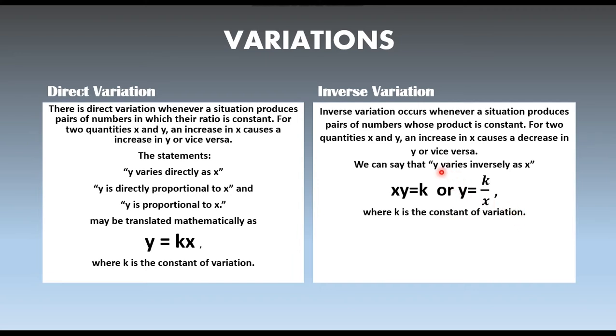In inverse variation, when you translate this, you just copy y, and then again varies means equals k, and then inversely means divide. So you're going to use a fraction bar after k, and then put x in the denominator. So now we have discussed direct variation and inverse variation. Let's try to answer some problems related to them.